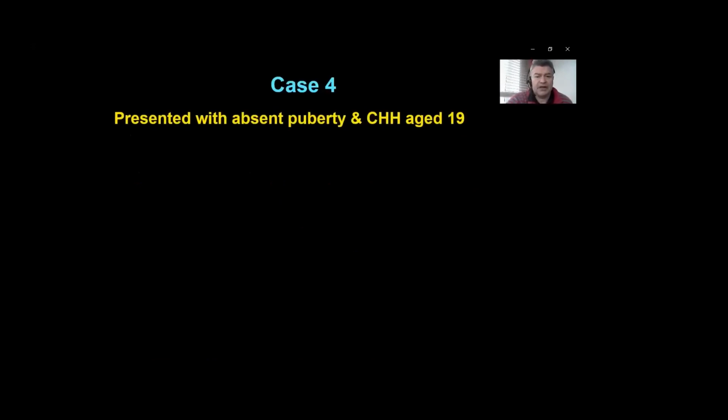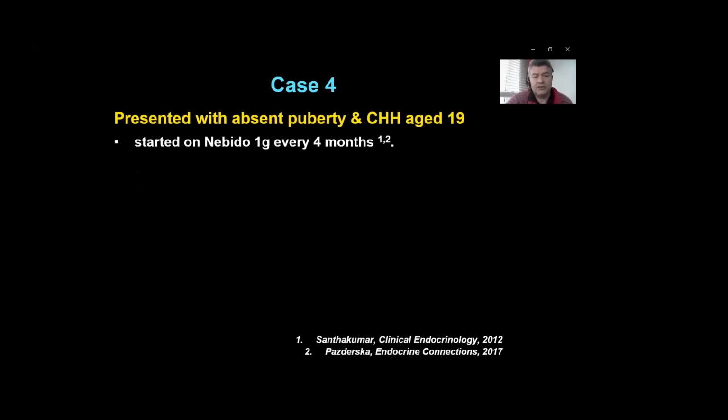presented with absent puberty and congenital hypogonadotropic hypogonadism, age 19. And this is where we take the older men and boys through puberty very simply with an injection of Nebido, 1 gram every 4 months. And at the end of the year, they're through puberty and they're very grateful. They get very frustrated by the kind of pediatric regimes being misapplied to older men and sustained on 50 milligrams monthly. It totally winds them up.